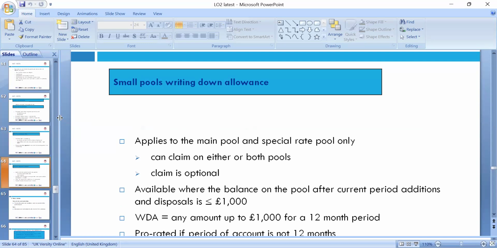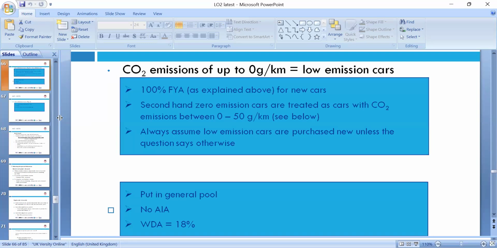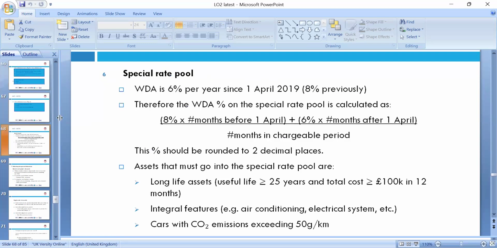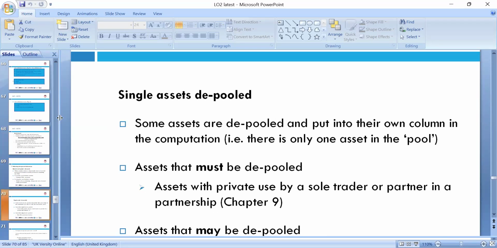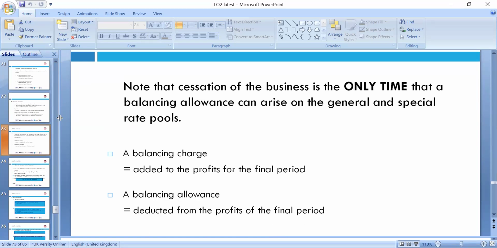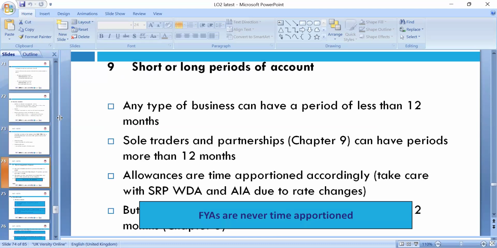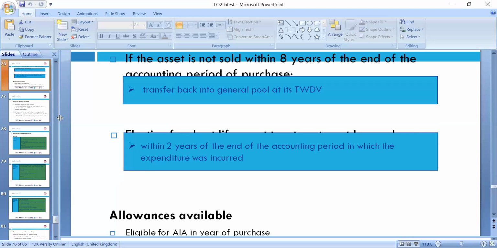I'll show you some questions, please. Motor vehicles, cars, their CO2 emissions. We included a few examples to look at that will help you. Written down allowances, special pools. Balancing allowance, which will carry forward the single asset or pools, which we can look at, and if the business is closing, how we can dispose, if you have a gain or loss, positive balances remain or negative balances, we can look at the balancing charge, written down allowance, for an asset with an expected useful life less than or greater than 8 years.